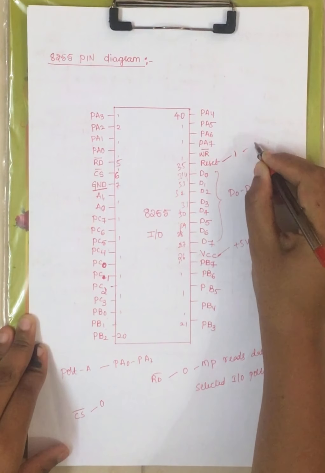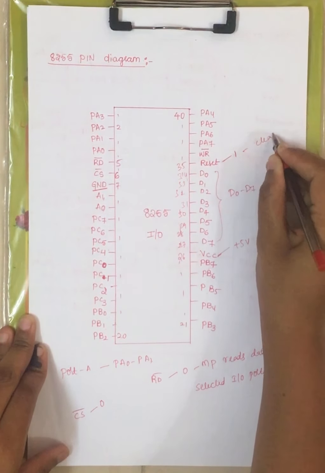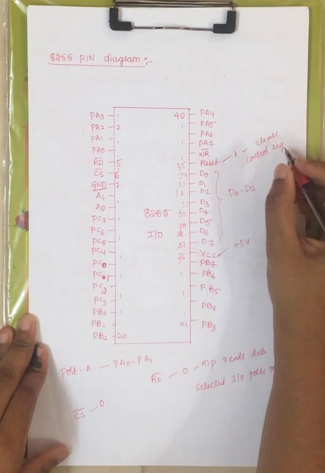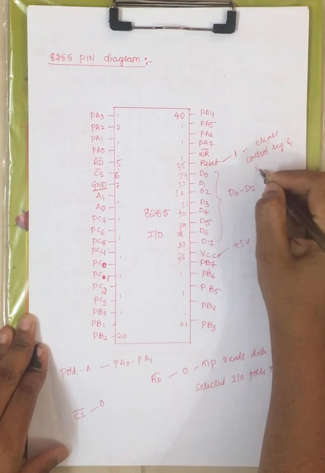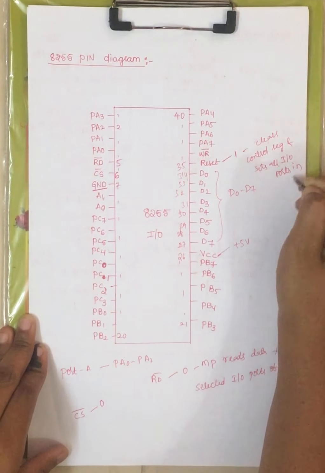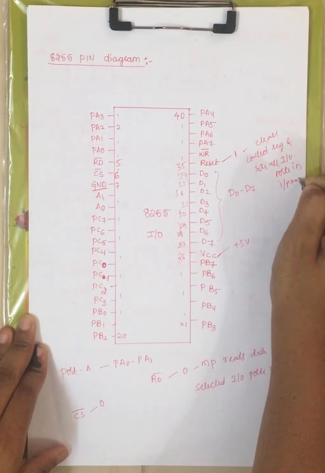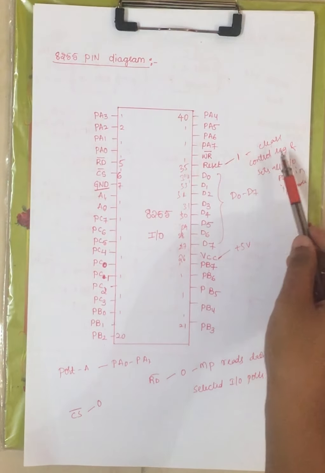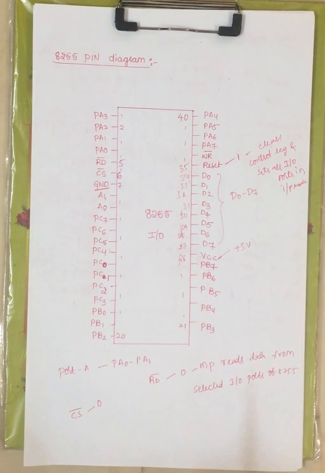for logic 1 it clears the control register and sets all IO ports in input mode, right? Reset is your active high signal. For logic 1 it clears the control register and all 3 ports, port A, port B, port C, are set to input mode, right?